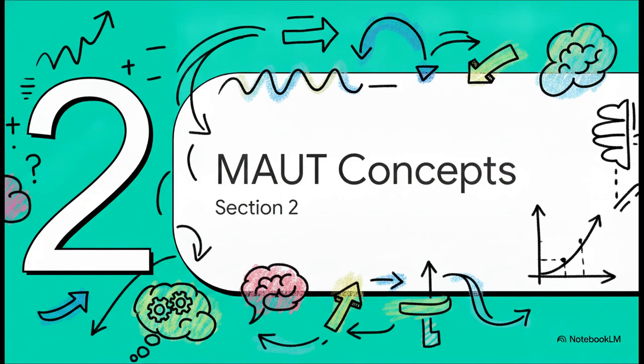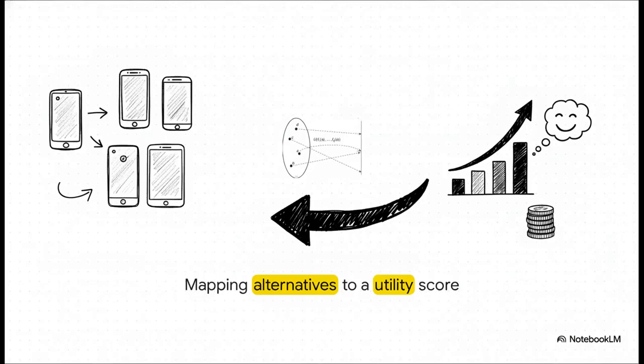Section 2. Core concepts of MAUT. And this brilliantly illustrates how we mathematically capture those tricky, nonlinear human desires. We have a set of alternatives here. Let's just call them our different smartphone options, right? A, B, C, and D.